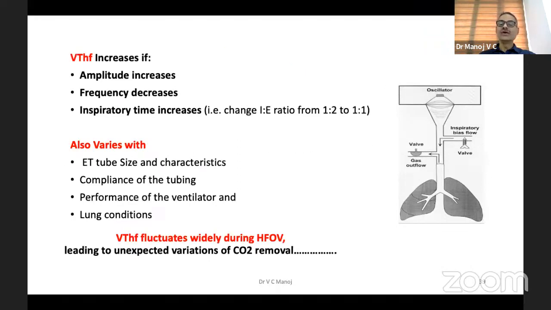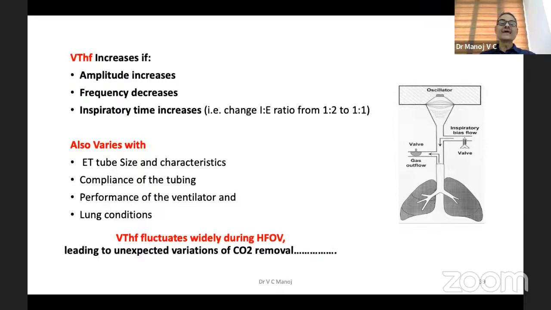Now this volume, VTHF, will increase, as we said already, if you increase the amplitude, if you decrease the frequency, and if you increase the inspiratory time. But these are things that you have control on. There are other things on which you do not have control: tube size, where you need the largest size, and its characteristic, how pliable it is, the compliance of the tubing, the performance of the ventilator, what is the power of the ventilator, and what is the lung condition.